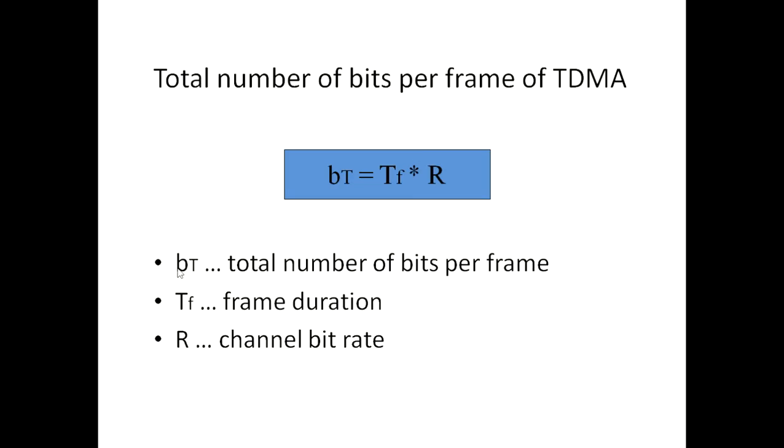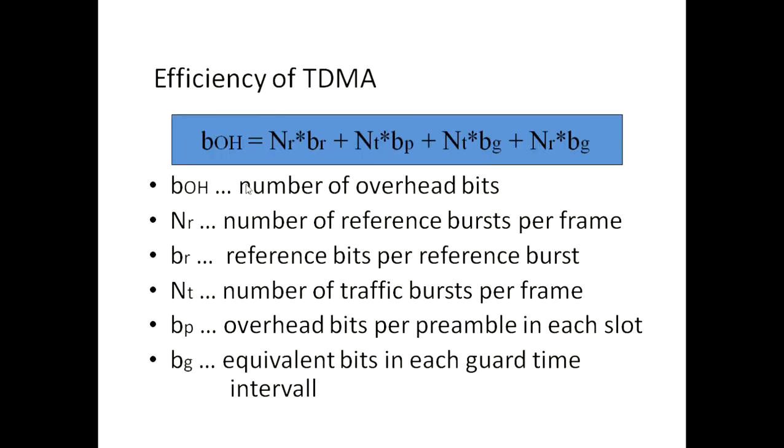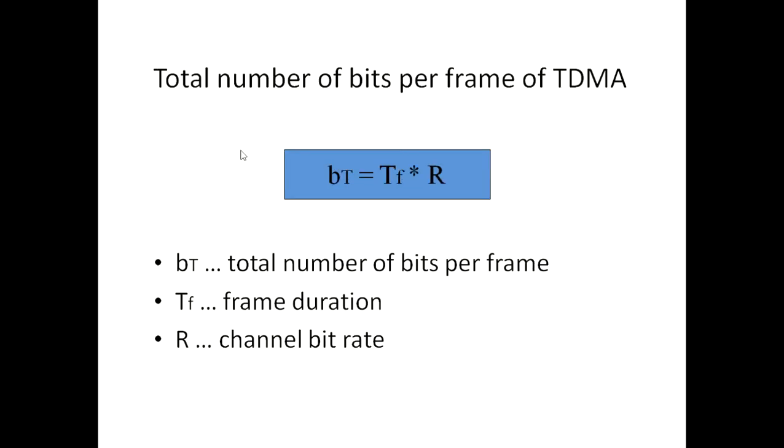And based on this formula, you can calculate the number of overhead bits added in an individual TDMA frame. And this is another formula used for the calculation of the number of bits per frame in TDMA, represented by B_T, which is equal to the product of T_f and R. T_f is the frame duration and R is the channel data rate. So this is the formula for calculating the total number of bits in the TDMA frame.